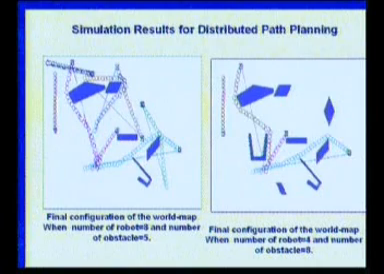These are some examples of distributed path planning. The world map, when the number of robots is 8 and the number of obstacles is 5. This is the final configuration for a world map. Each robot has to go from a starting position to a goal position. It's a group of robots moving through a group of obstacles.